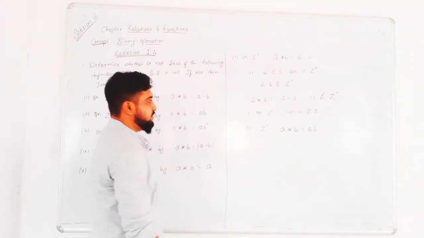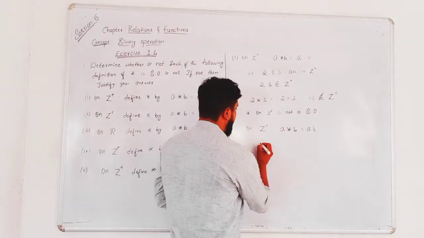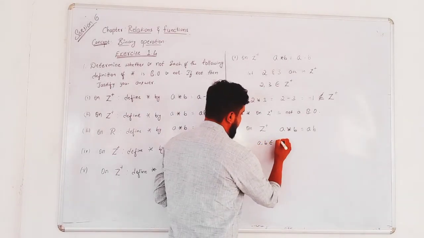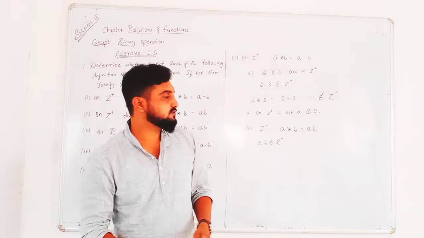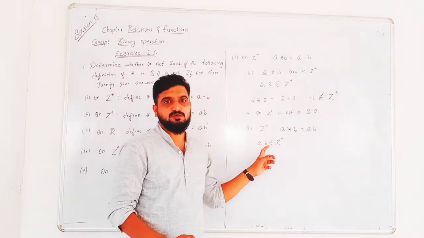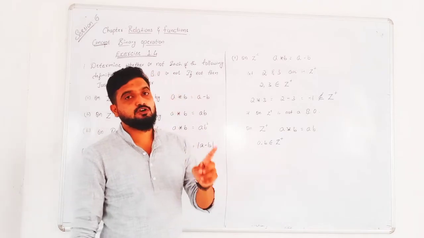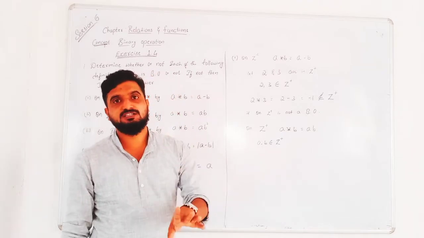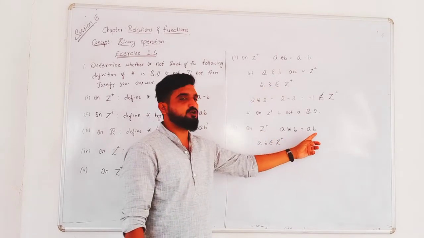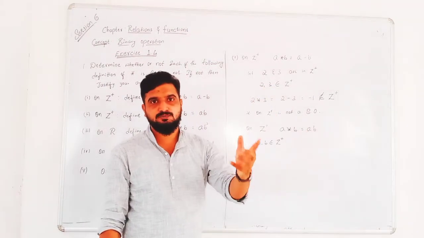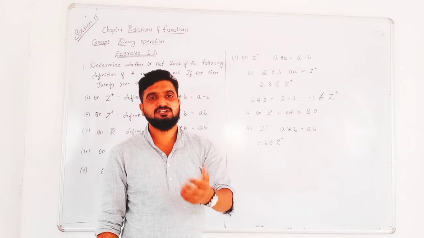So we know that A and B are coming from Z plus. So A and B belong to Z plus. Z plus is the set of all positive integers. So therefore A is a positive integer, B is a positive integer. We know that the product of two positive integers is again a positive integer. So for example, like 2 and 3, 2 into 3. 2 is a positive integer, 3 is a positive integer, 2 into 3 is 6, it is also a positive integer.